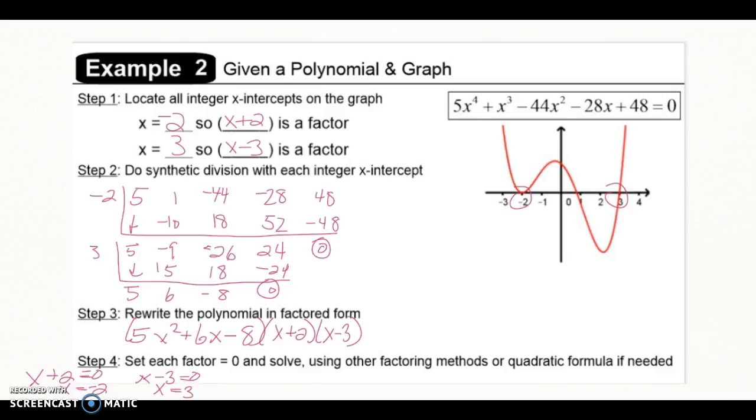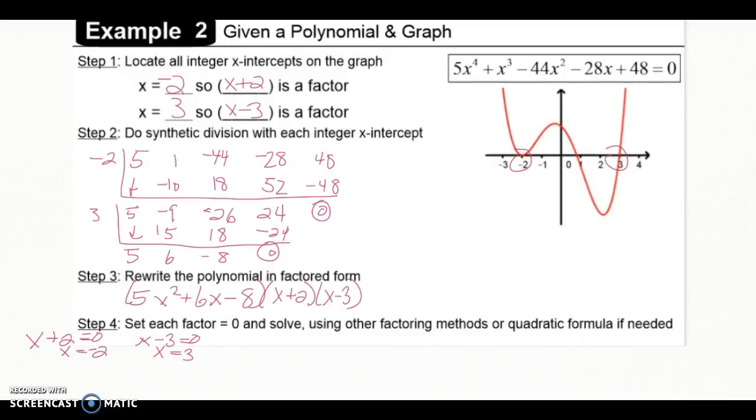Now for this next one, we actually do need to use the quadratic formula unless this is factorable. Use another factoring method. Do a quick check here. 5 times 8 is negative 40. -40 and 6. Do I have two numbers that multiply to be -40 but add to be +6? Well, yes, I do. 10 and -4. So this is factorable. So 5x squared plus 6x minus 8 is factorable.